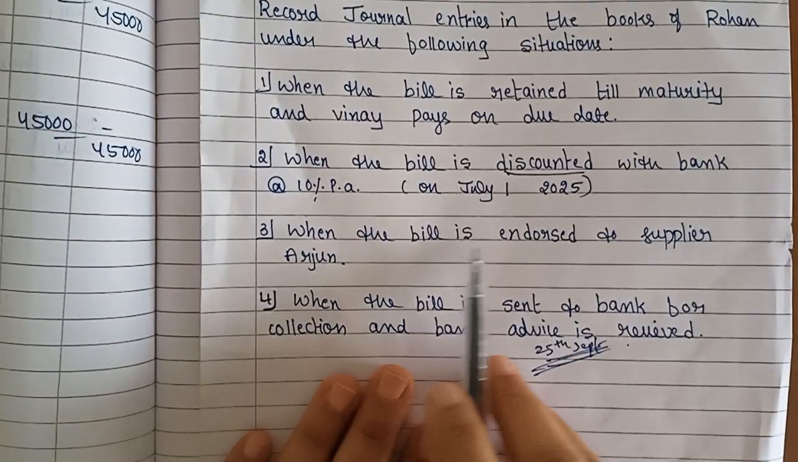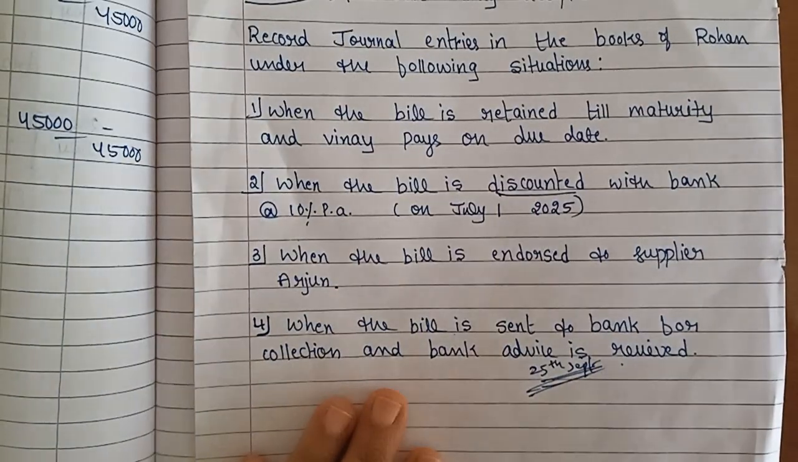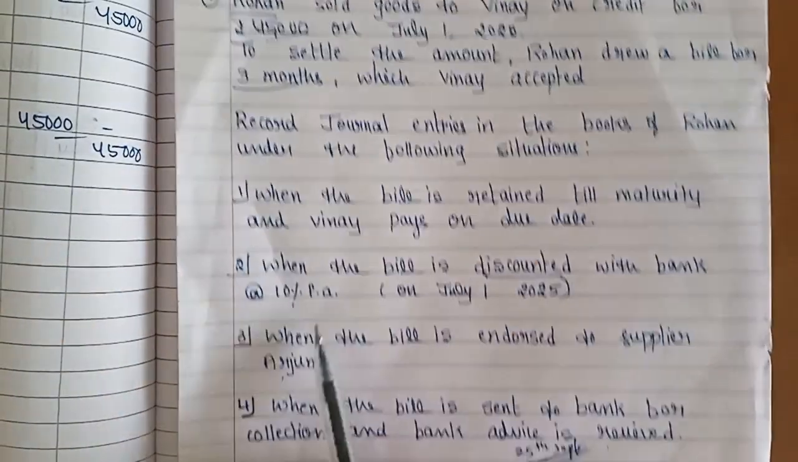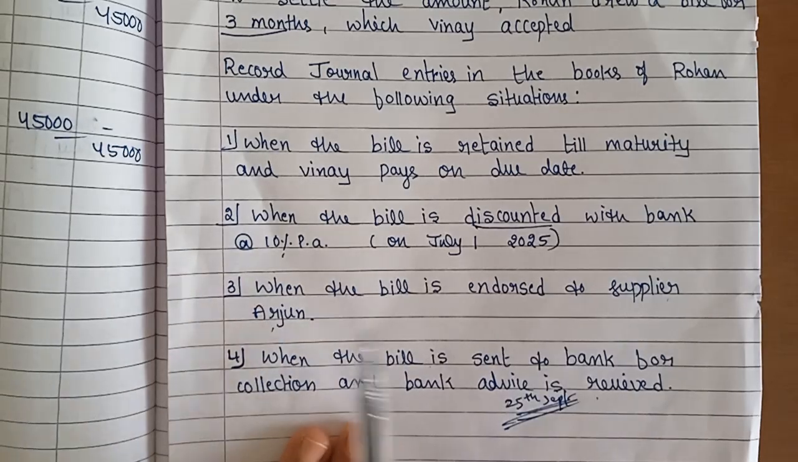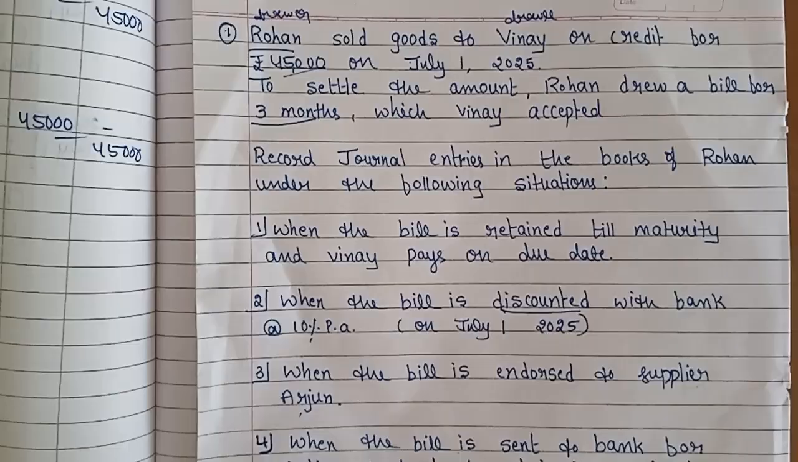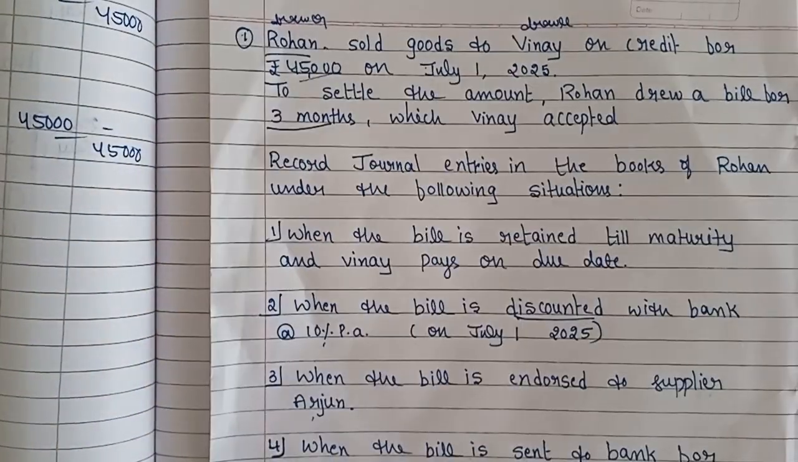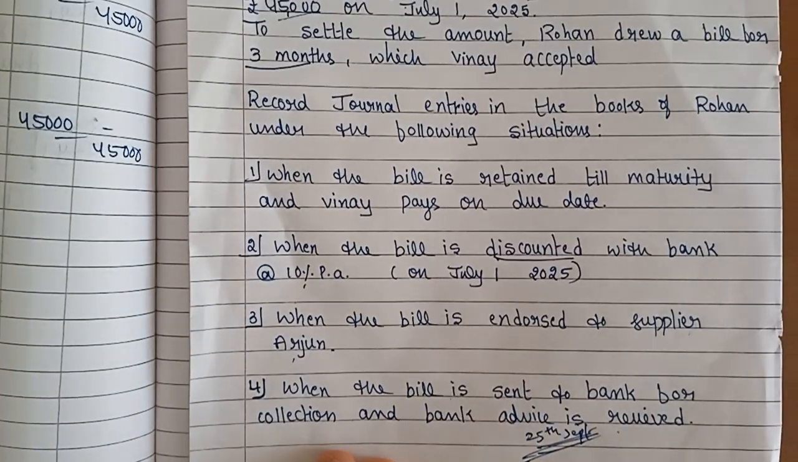And again here the bill is endorsed to supplier Arjun. In the endorsement process, Vinay is not involved. This is between Rohan and Arjun. Rohan endorsed the bill to supplier Arjun. But in the endorsement case, Vinay is not going to pay the bill amount to Rohan. He has to pay the amount to the holder of the bill. Clear? So in our case, Arjun is the holder of the bill, so Vinay is going to pay the bill amount to Arjun.